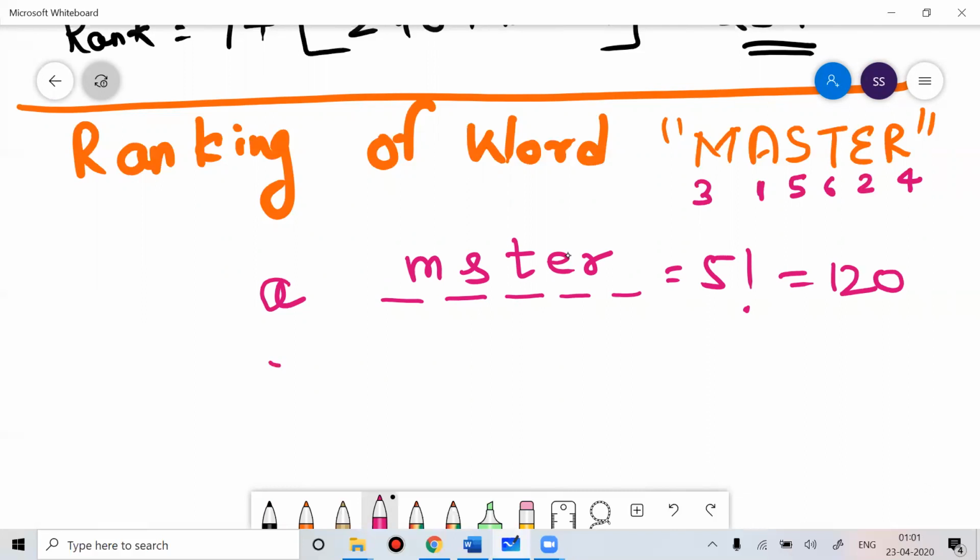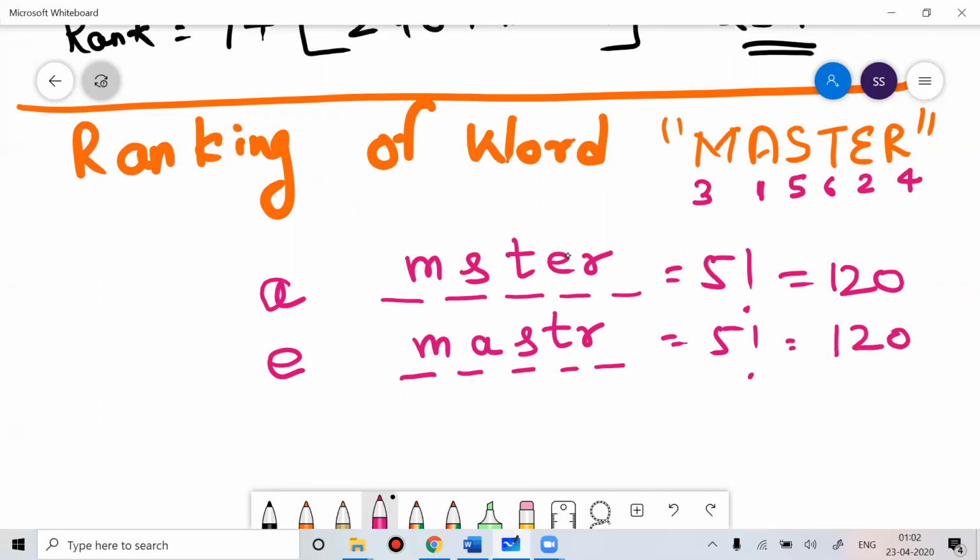After A, what will come? After A, alphabetically E is there. So with E, how many can you make? Again the same thing. M, A, S, T and R. So again with E, how many can you make? You can make 120. Then after E, what letter will come?